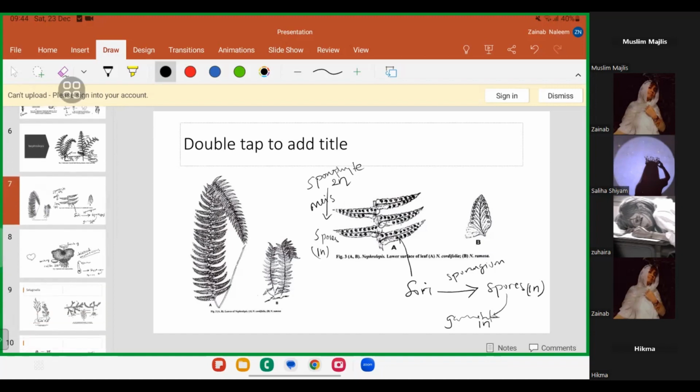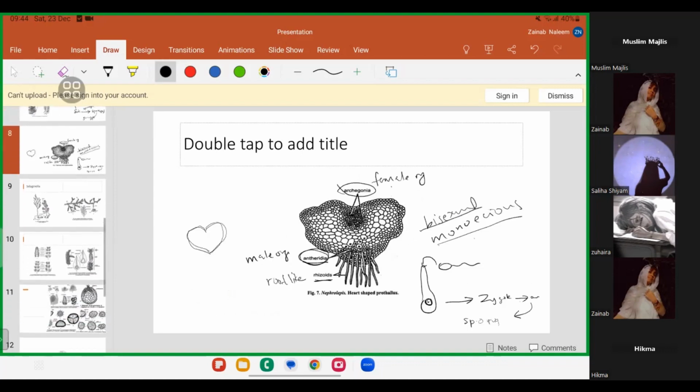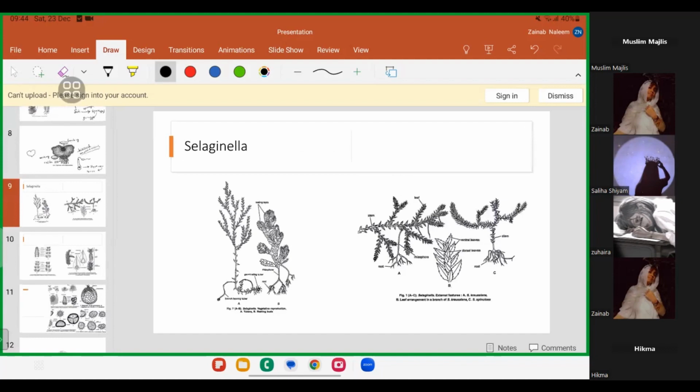So for the Nephrolepis, you have the leaf and the sori, and the heart-shaped gametophyte. And we are moving to the Selaginella now.